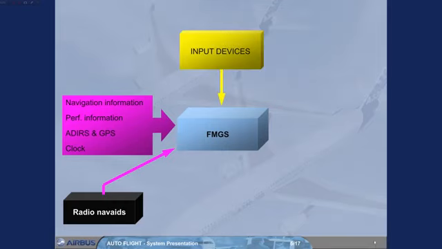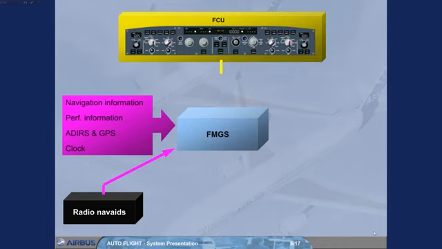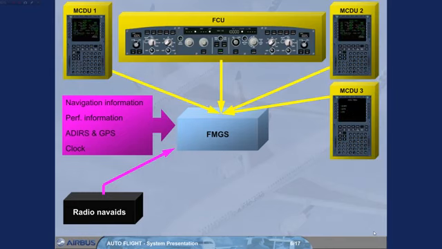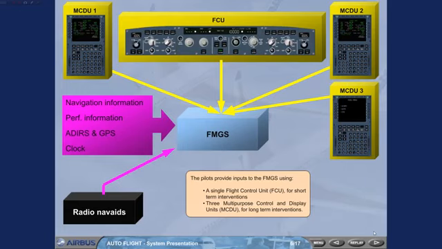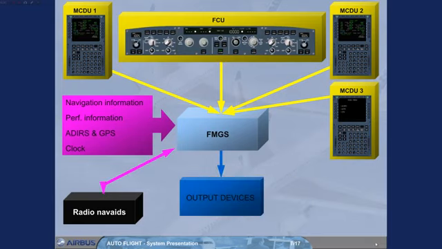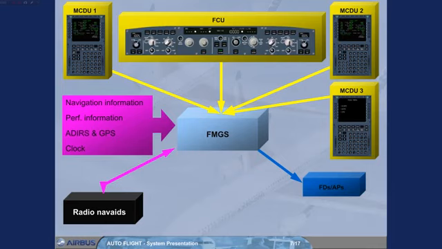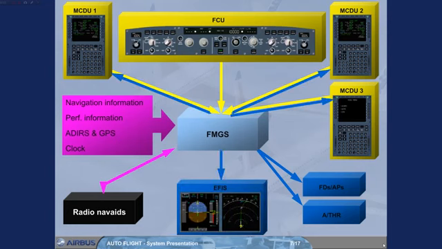The pilots provide inputs to the FMGS using a single flight control unit, FCU, for short-term interventions, and three multi-purpose control and display units, MCDU, for long-term interventions. The FMGS provide outputs to the flight directors, FDs, and autopilots, APs, for pitch, roll, and yaw control, the autothrust for thrust control, the MCDUs and EFIS for the display of information, and the navigation radios for the automatic tuning of radio aids.